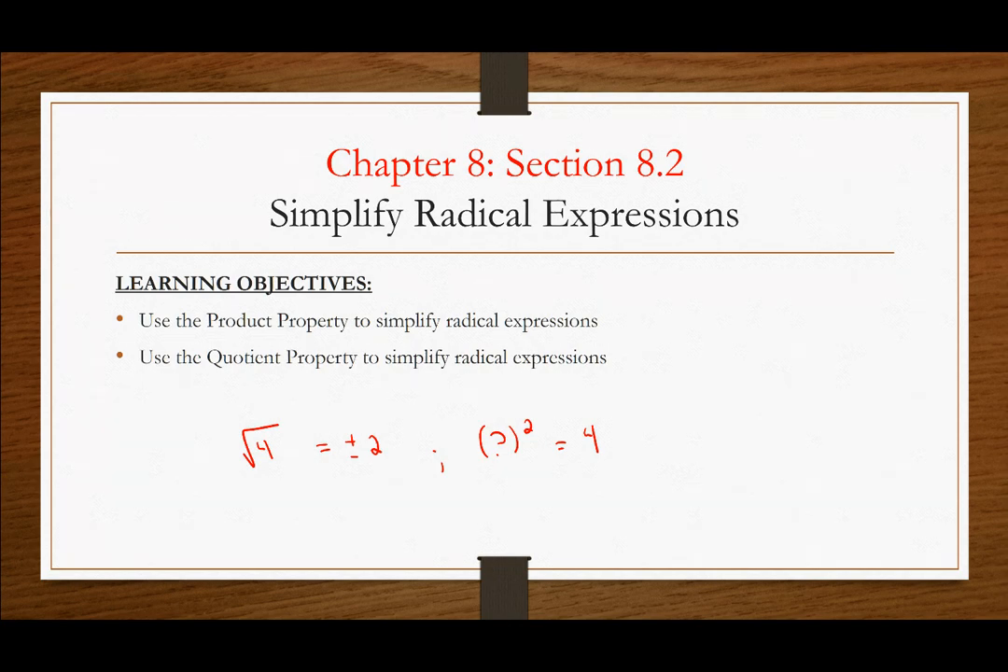So while the square root of 4 can be easily found because it can be written with an exponent like this, we won't always be able to do so. For instance, I know that the square root of 4 is 2, and that the square root of 9 is plus or minus 3, but how would I find something like the square root of 7 or the square root of 8? So let's talk about this first property.